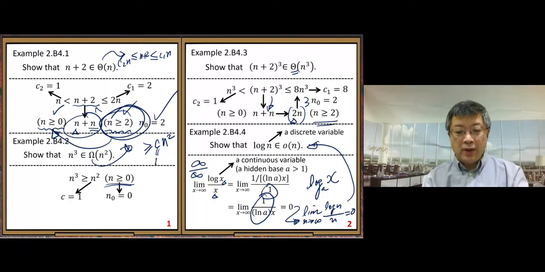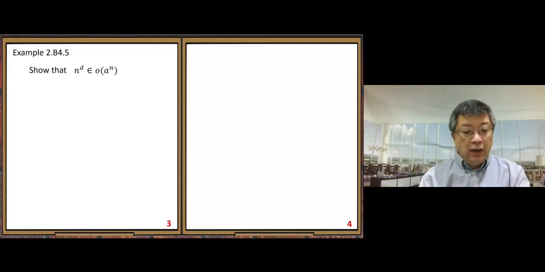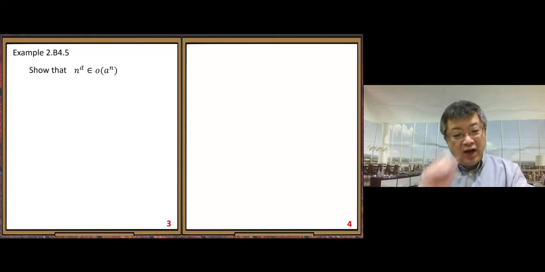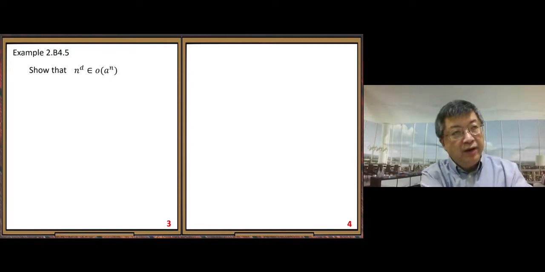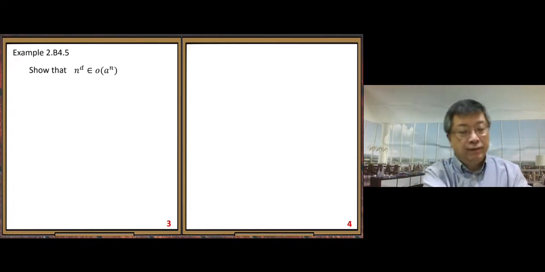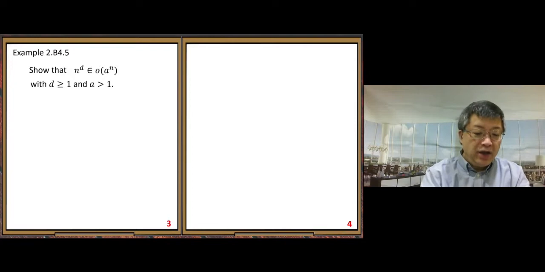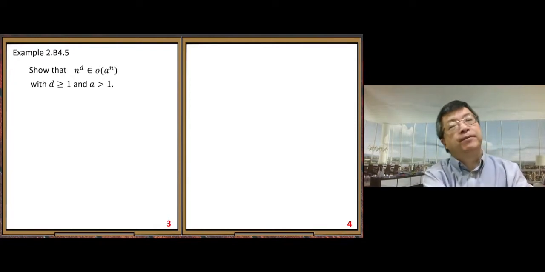All right, next one, number 5. This time, the power function n to the dth power, where d is a positive constant, belongs to little o of an exponential function a to the nth power, with d greater than or equal to 1 and a greater than 1.